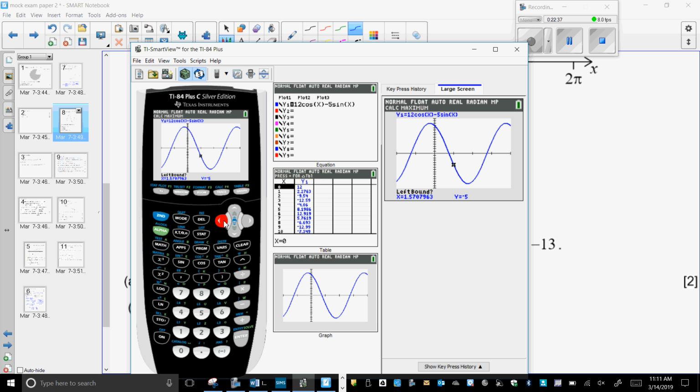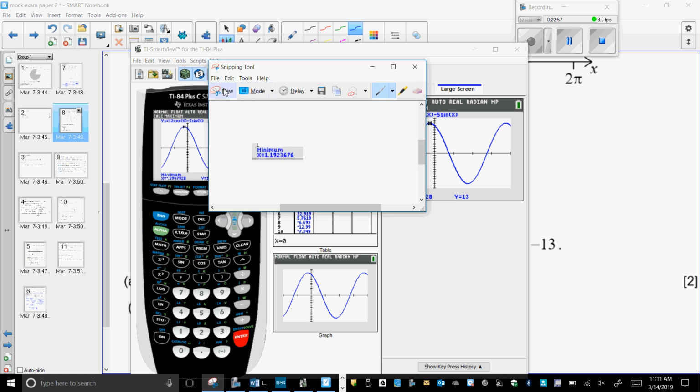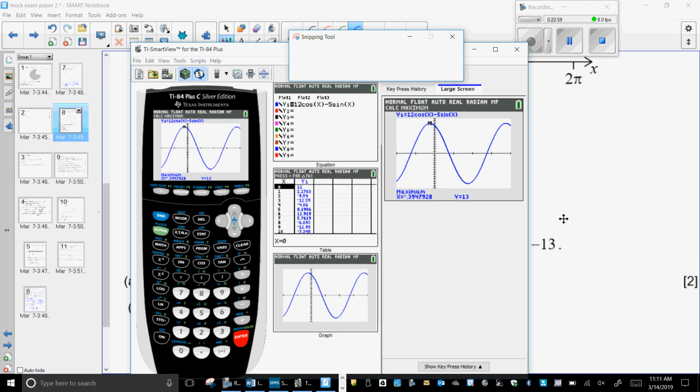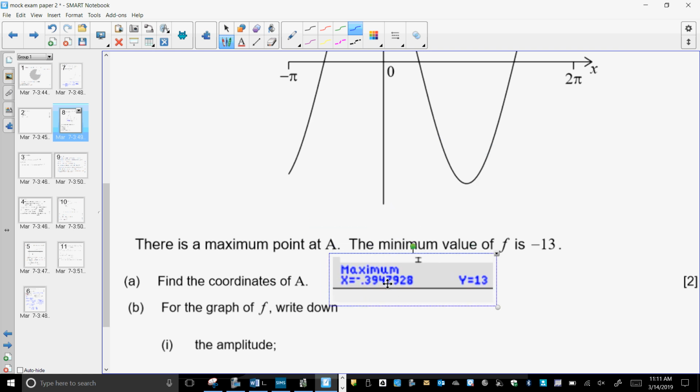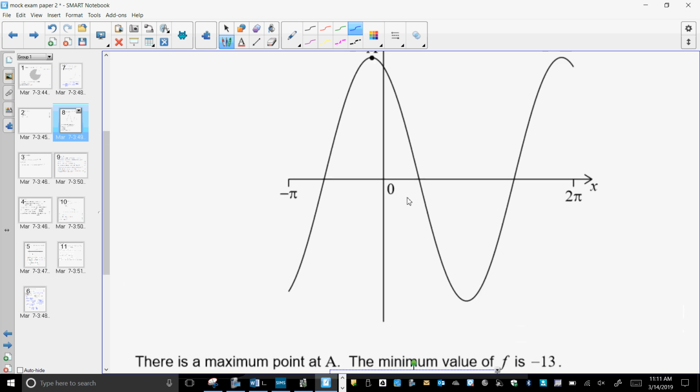So we need to zoom all the way. Yeah, so left of that, enter. Right of that, enter. Guess, silly. And there we go. So that's our coordinate there. So we obviously round those to 3 sig fig. And write down the amplitude. So the amplitude.